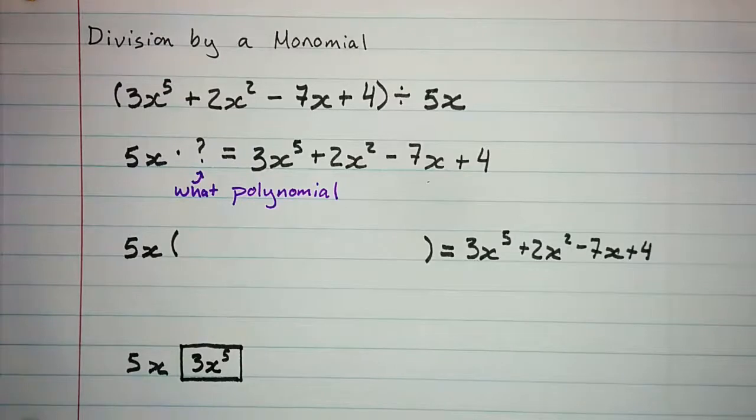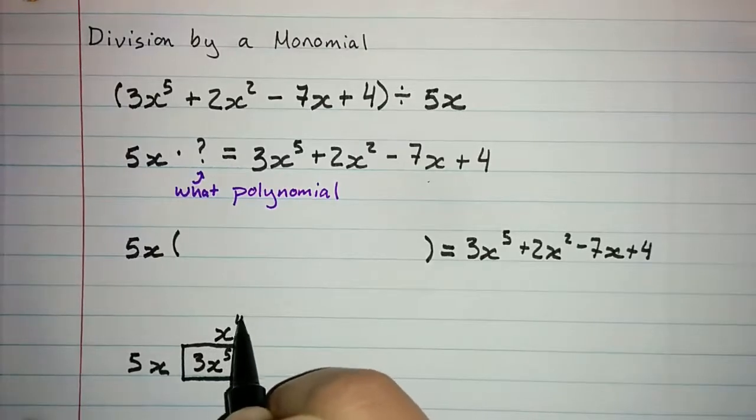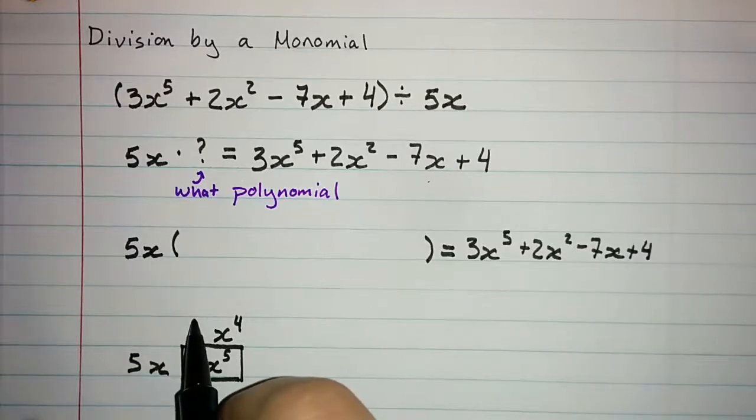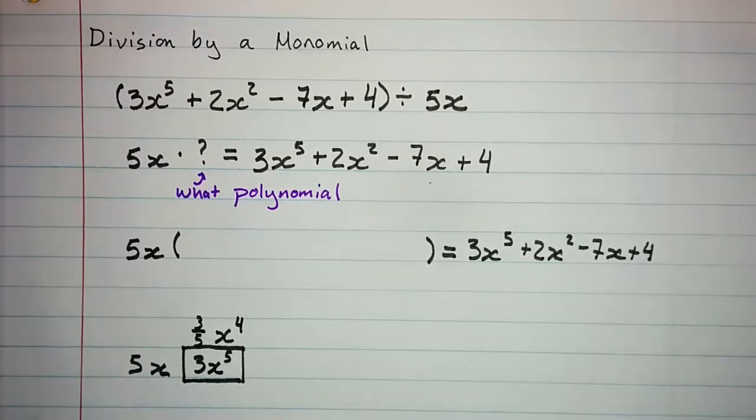Well, the x part is easy, right? What times x gives me x to the fifth? I'll need x to the fourth. The coefficient is a little bit tougher. What times 5 gives me 3? Well, 3/5 times 5 gives me 3. So this gives me the first term of my quotient, 3/5 x to the fourth.